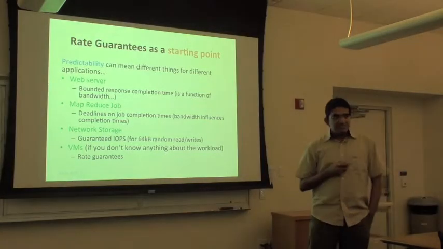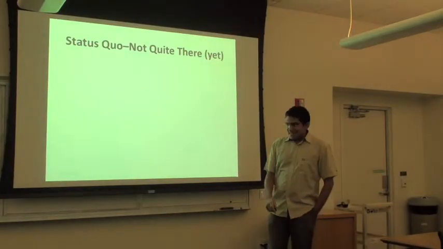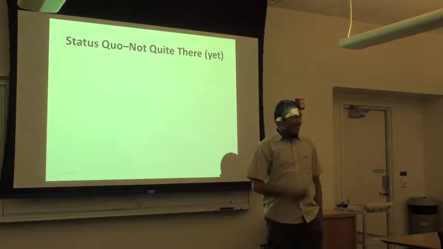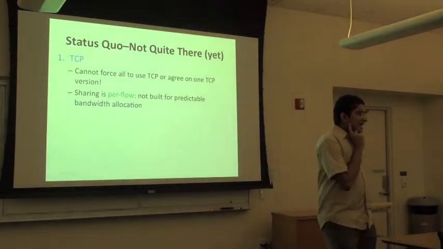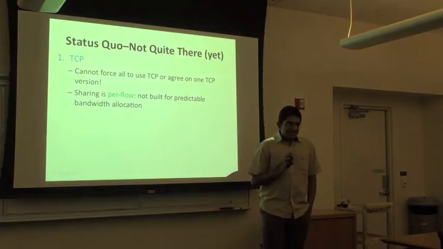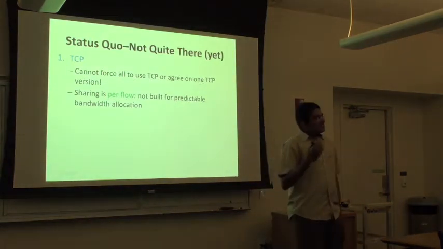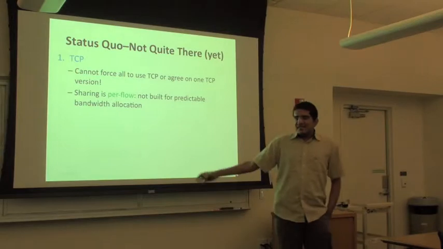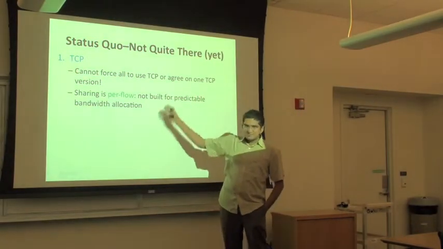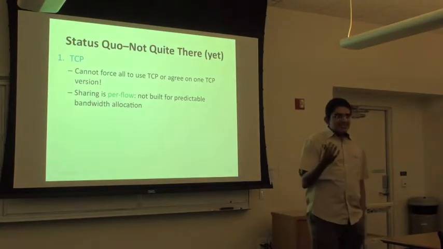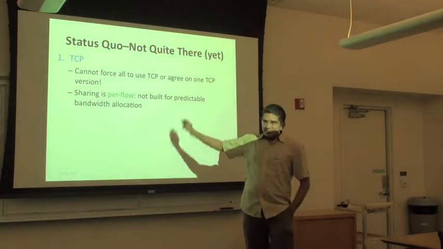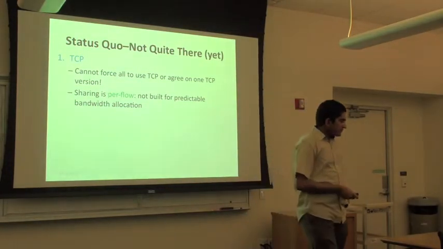What do we have today? Well, the state of the art in managing network bandwidth, which has been widely deployed for the past 35 years, is TCP. And TCP has really served us well in managing congestion. But TCP is not really good because it doesn't satisfy our predictability requirement. Back in those days when you had download accelerators, just open more and more parallel TCP connections, you get more bandwidth. It's easy to game the system.